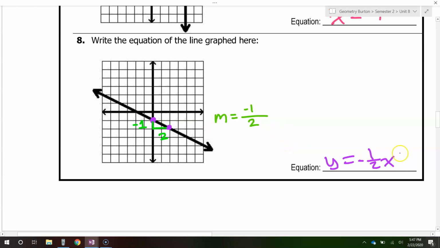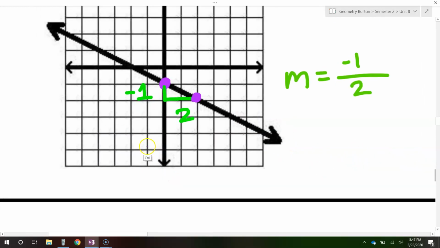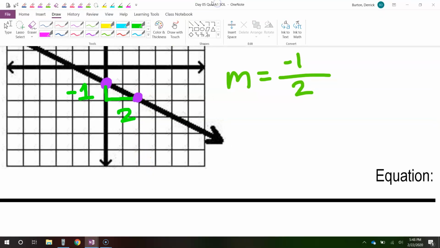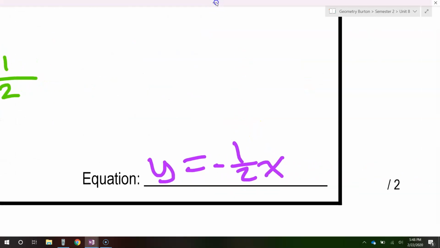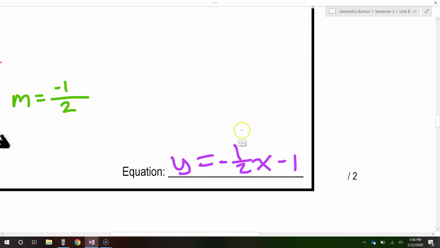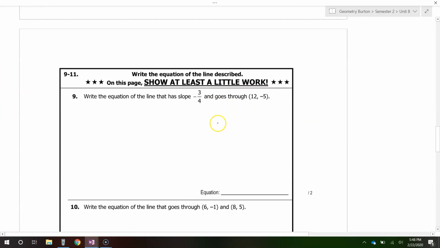All right, then next comes the y-intercept, the b part. Do you guys know that the y-intercept is the point where the line touches the y-axis? So this point right here is where the line crosses over the y-axis. So this is the y-intercept, which is -1, actually, because it's down 1 from the origin. So that's why I'm going to put a -1 on the end of this. And that's it for that problem. Moving on to number 9.